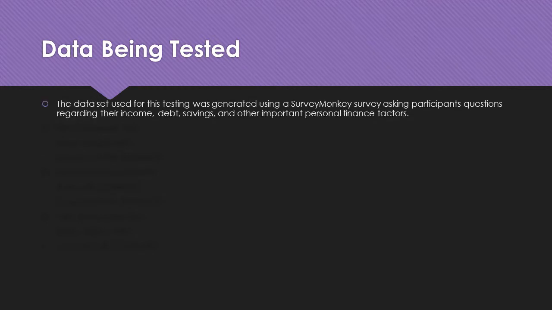The dataset used for this testing was generated using a SurveyMonkey survey which asked participants questions regarding their income, debt, savings, and other important personal finance factors. The first chi-square test will compare the number of car payments participants have compared to the number of payments that they have in default.